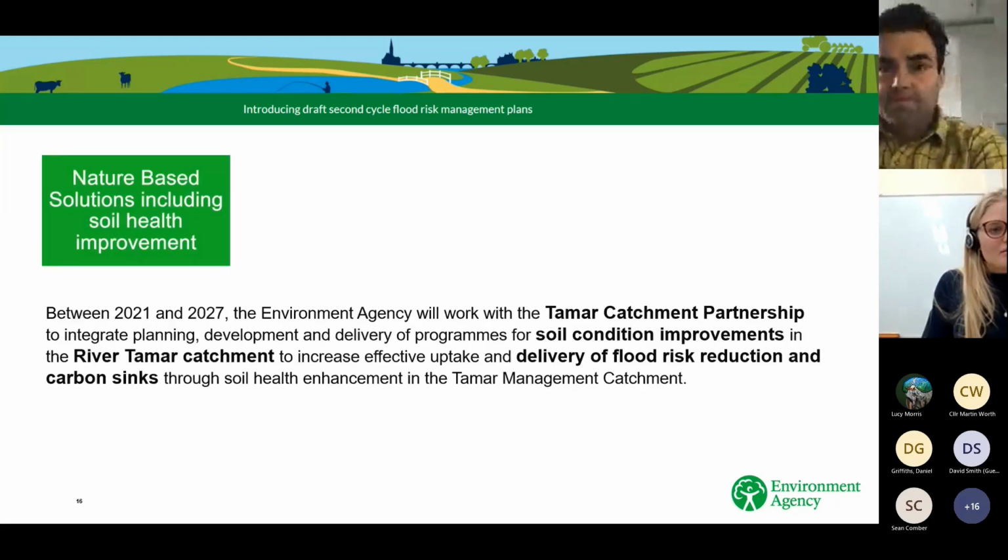We've also got our nature-based solutions, and so we've got specific measures about improving soil health. Here we've specifically said that we will work with the Tamar Catchment Partnership to develop and deliver programmes of soil condition improvements, to produce multiple benefits.